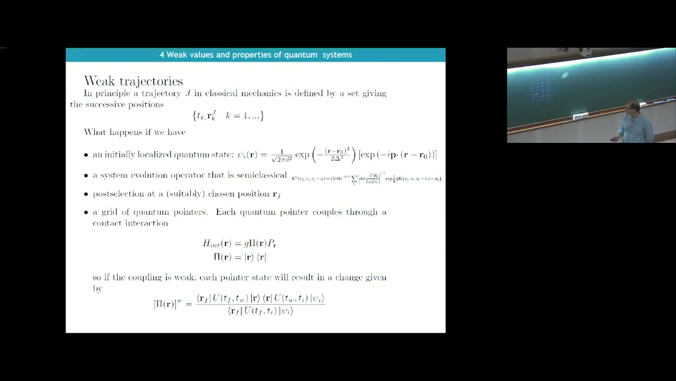And so if the electron went by this system, whatever, the particle went by the weak pointer, then we would expect to see a change in the weak pointer state. So this is the idea.